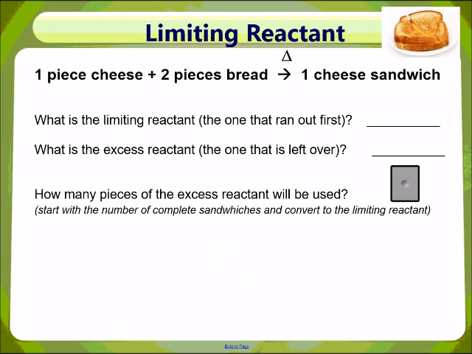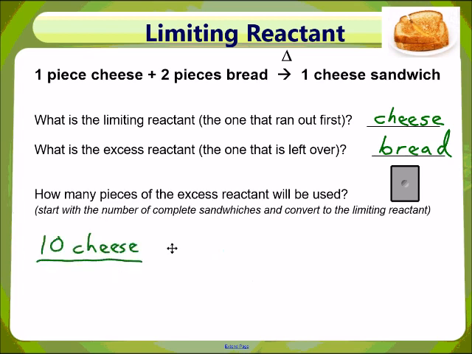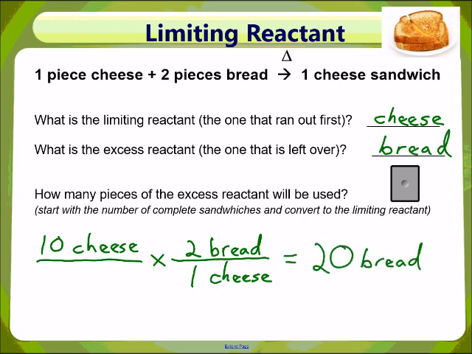Okay, so what would be our limiting reactant? That would be the cheese. We would run out of cheese first, and that would make the excess reactant the bread. So how many pieces of the excess reactant would we actually use? Well, if we had 10 pieces of cheese, and if we needed 1 cheese for every 2 breads, we would need a total of 20 breads.